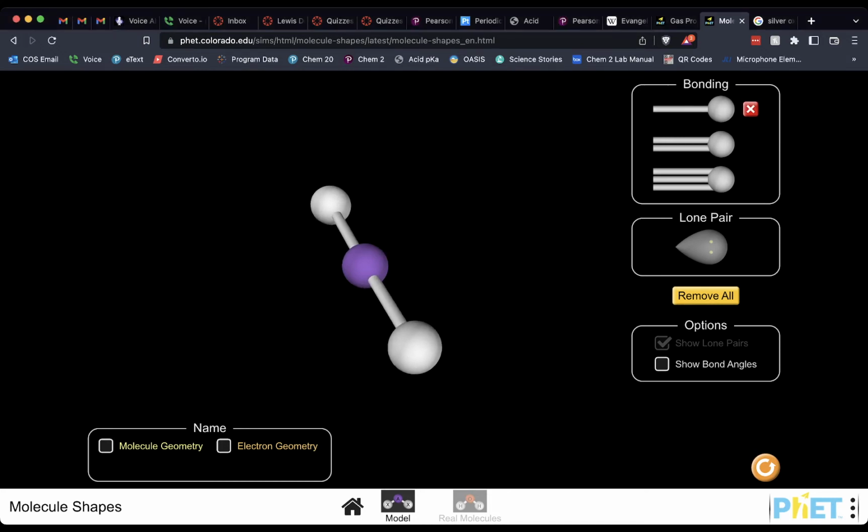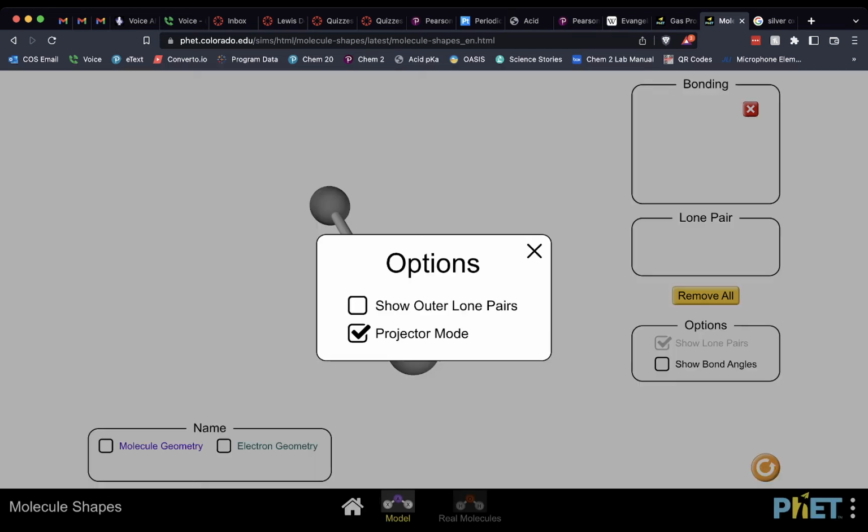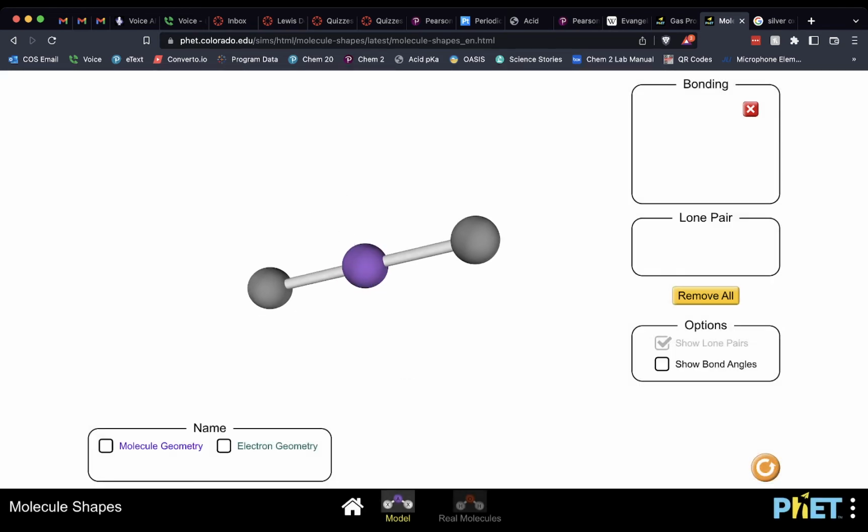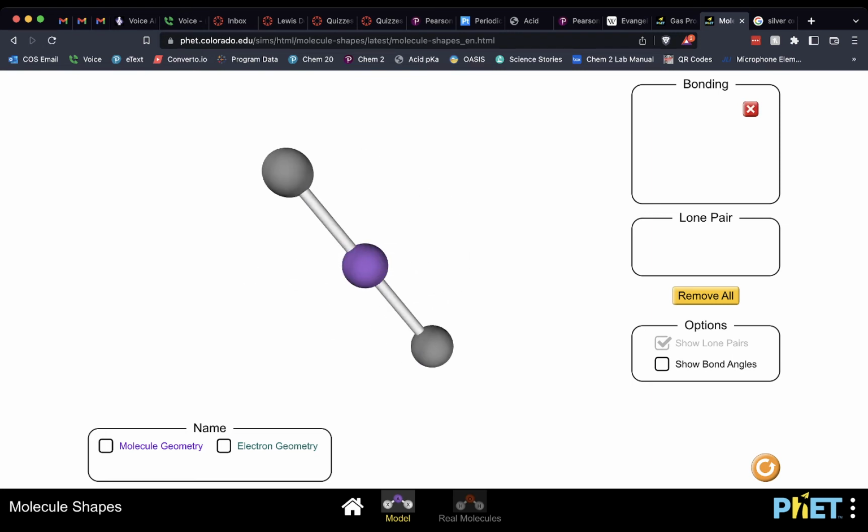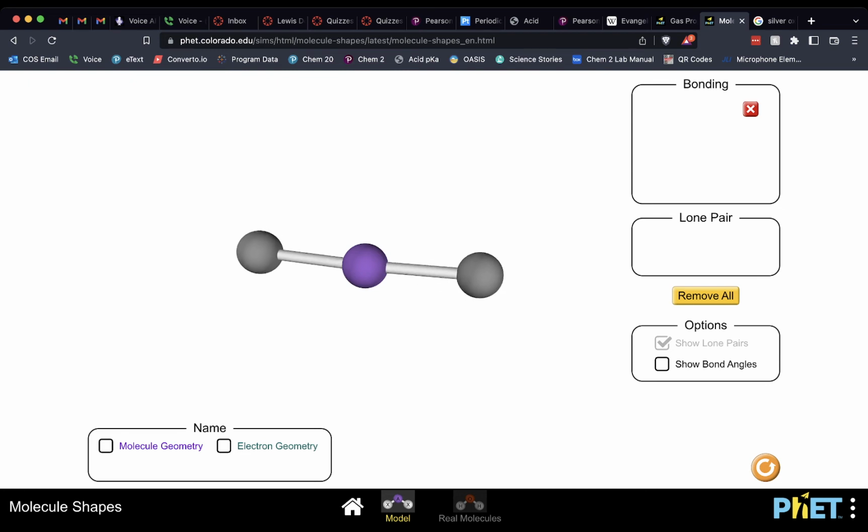Okay, so let's put this into projector mode. This is a visualization. I'll post this link on Canvas somewhere so you can find it. This will help you see what you're trying to make with your toothpicks and such. You cannot just take pictures of this, like I said.